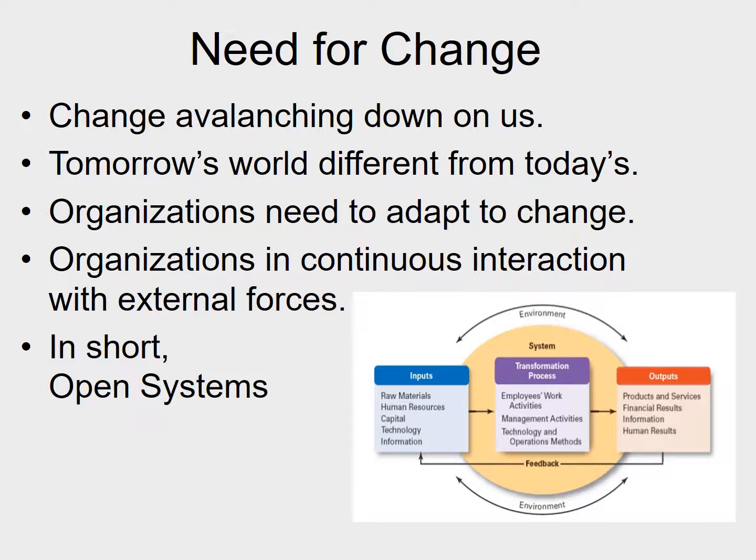Once things are brought into the organization, it becomes the second phase, the transformation process. So this is what the organization actually does. This is the employees' work activities, this is managerial activities, this is technological and operational methods. So these are all the structures that the organization does internally, generally for the purpose of turning an input into an output. And the output is what the organization actually produces: products and services, financial results, information that is disseminated back to the environment, human results, and impact.